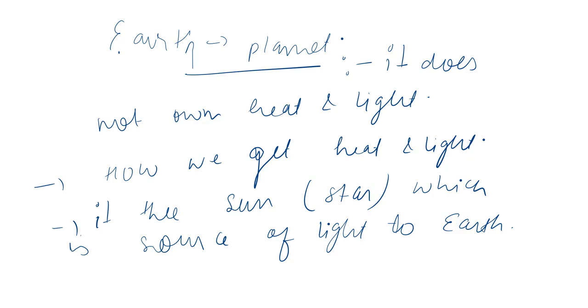Now we will learn the next definition, which is the definition of satellite. So we can learn what is a satellite. Basically, a satellite also does not have its own heat and light, and it is a companion of a planet and revolves around a planet.